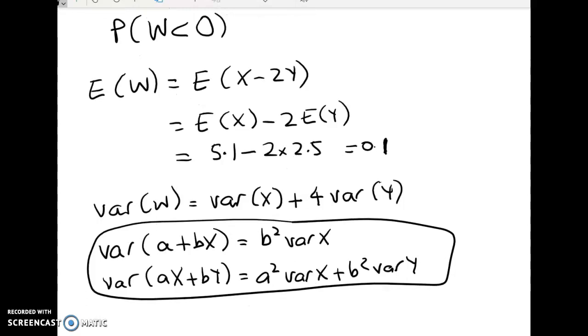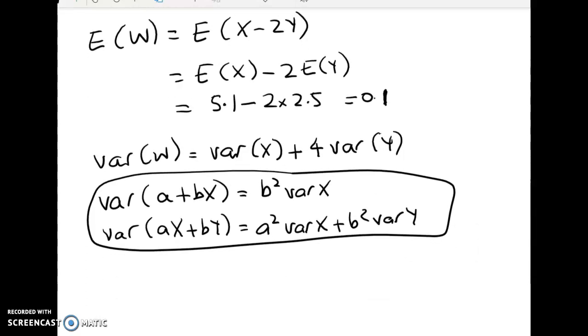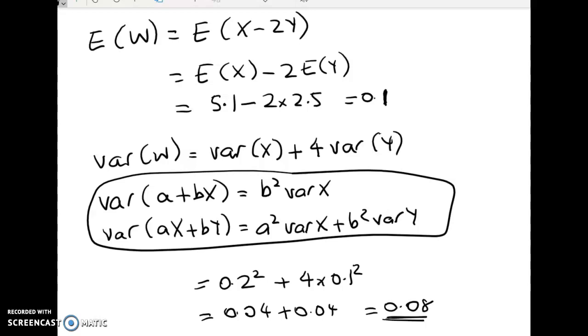Getting back to the variance, the variance of x was 0.2 squared, and the variance of y was 0.1 squared. Working that out, we get 0.04 plus 0.04, which gives me 0.08. And now we're good to go.